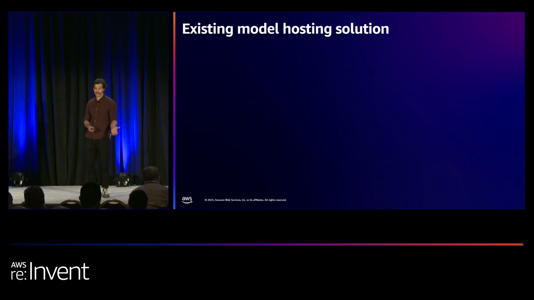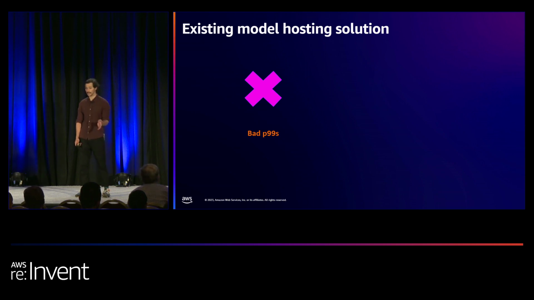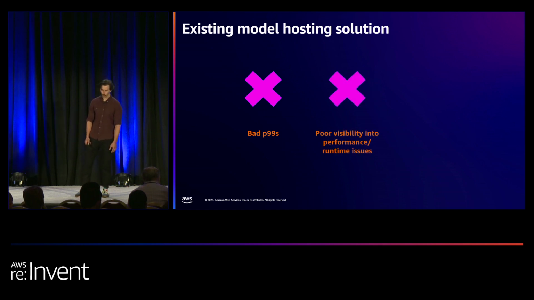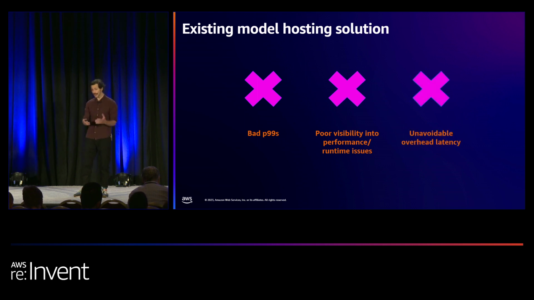And so a little bit about our existing model hosting solution. It was the part of our stack where we wanted to wave a magic wand and try and fix. It had bad P99s. That meant that the slowest requests that we had were really slow. They were too slow for the use case that we wanted to use them for. We also couldn't see what was wrong with the system when things were going wrong, and we couldn't diagnose any of the performance issues. And we had this unavoidable overhead latency. So no matter how much we optimized our models, there was just that little bit of the request that we couldn't change at all.